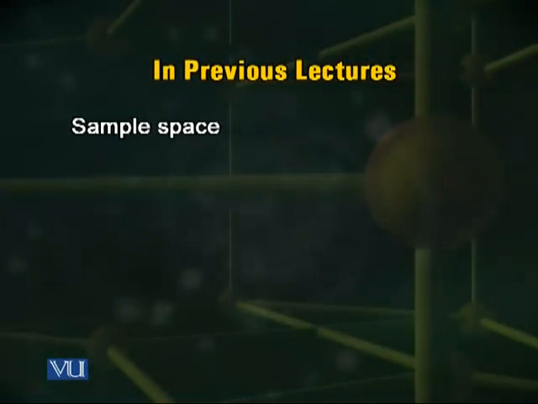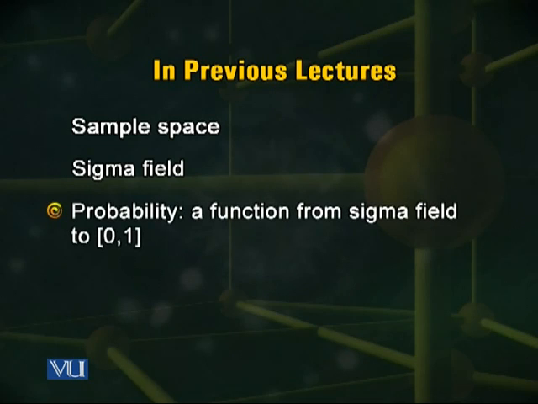Then we formed subsets of this sample space and put them together in a collection called sigma field. And from this sigma field, we assigned numbers to events such that the numbers lie between 0 and 1. So probability is a function which assigns numbers to events, where events are subsets of sample space.